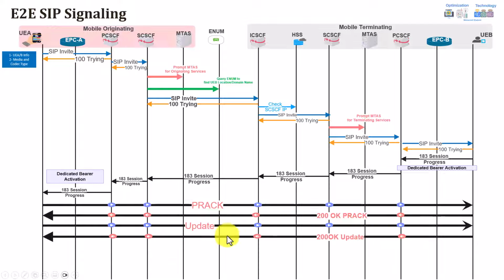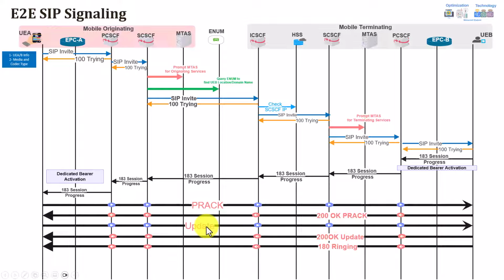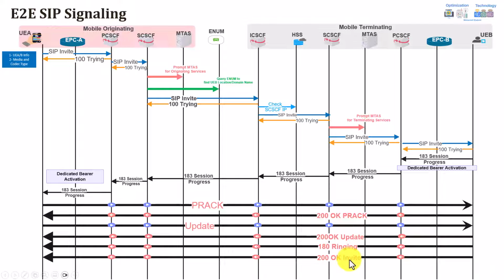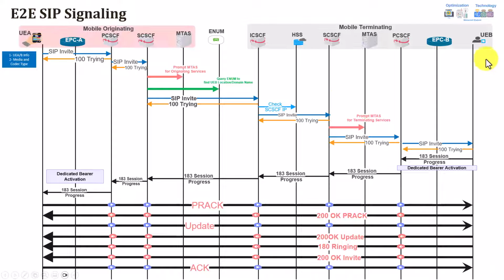Once you receive the UPDATE message, he will respond with 200 OK UPDATE as a confirmation that he received this message. Then he will directly send 180 Ringing. Now that there is ringing between both devices, you can hear the ringing tone. Once the terminating user answers the call, he will send 200 OK INVITE as a confirmation to the same INVITE message. Now that I answered the call, I'm also waiting for your confirmation that you received this message. So the user will send the final message, called ACK, from UE-A to UE-B, confirming that the call is now successfully established.